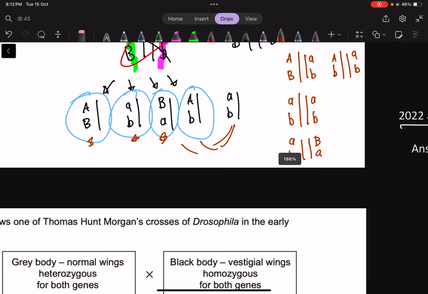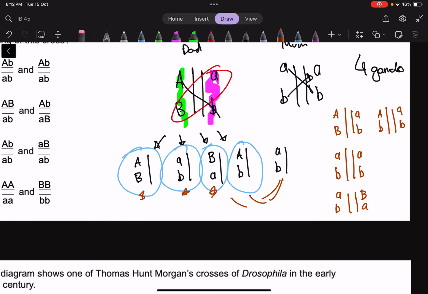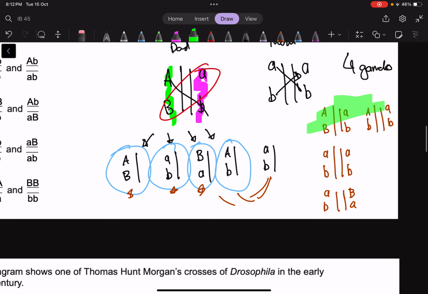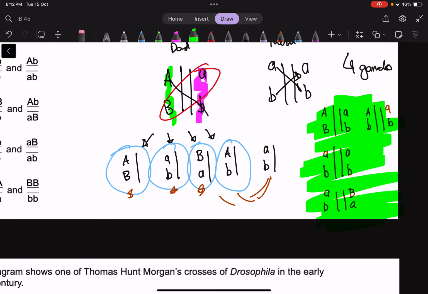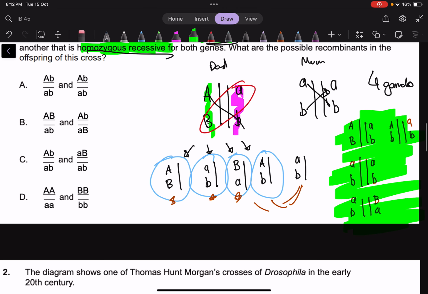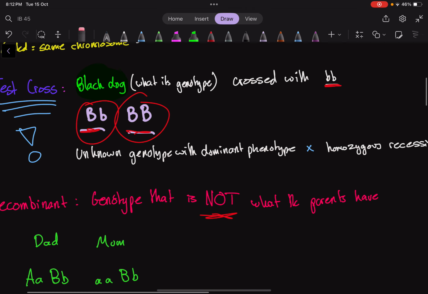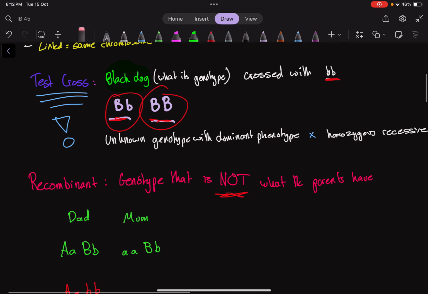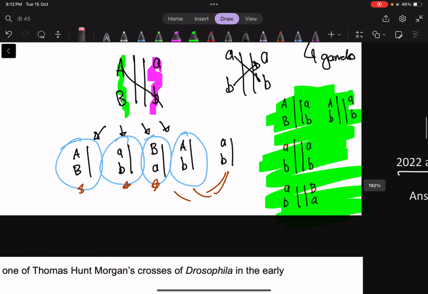Okay, so we've got our 4 kids here, done and dusted. Kind of did it quickly, so I'm not sure if I made any mistakes, but anyway. Then we just need to look at what the possible recombinants are in this test cross, okay? So these are the possible things the kids could be, but now let's have a look at which of these don't match the parents, because if we recall, that's what a recombinant is, a genotype that does not match one of these parents.